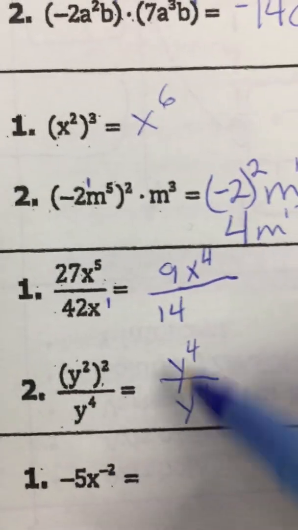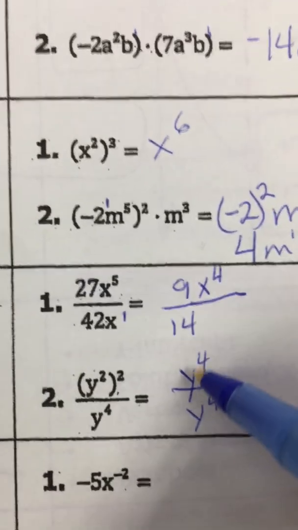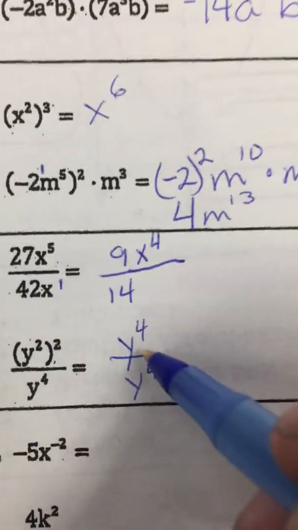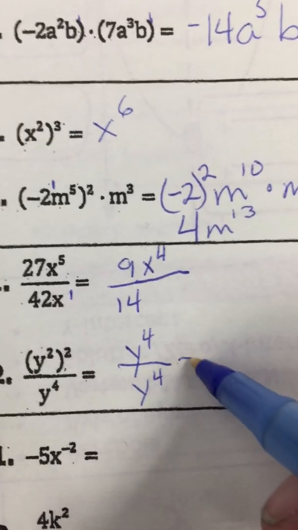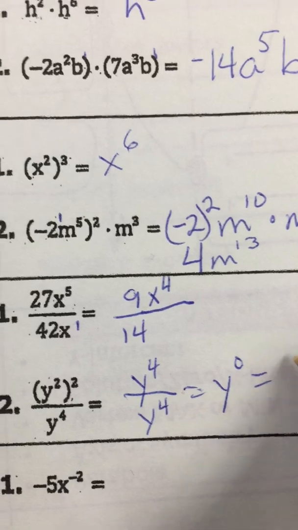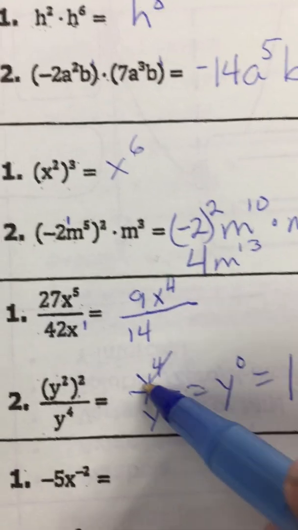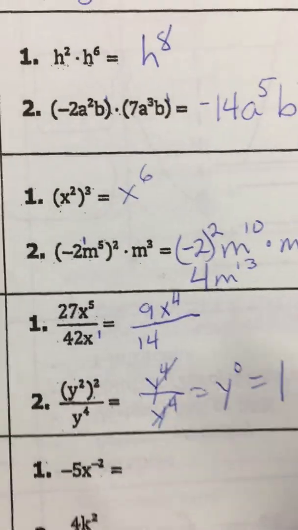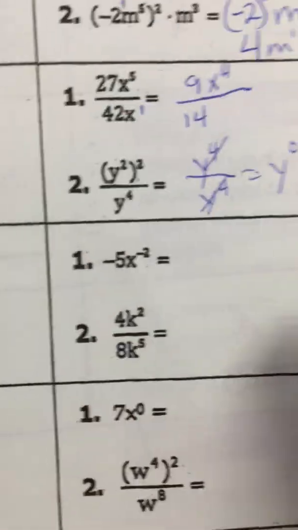Now, when you're dividing, what do you do with the exponents? You subtract them. So you could just say, well, this cancels that out, and you're left with a big old 1. But more precisely, 4 minus 4 is y to the 0. And what did we say anything to the 0 power is? Yes, it's 1. You could have also just said, well, they cancel each other out, and you're left with 1. Because y to the 4th divided by y to the 4th is 1.